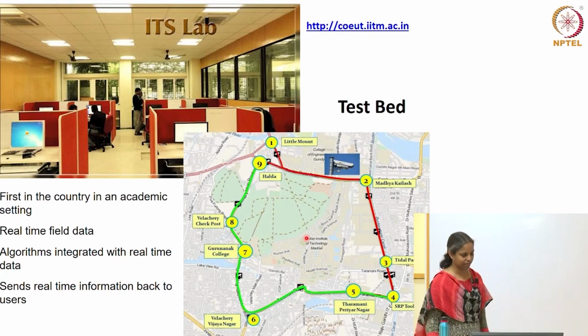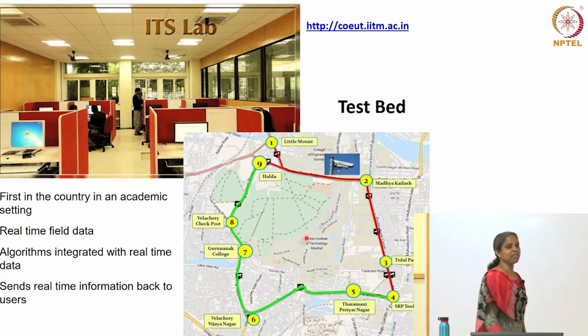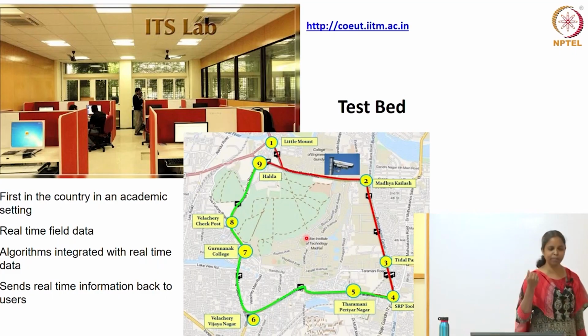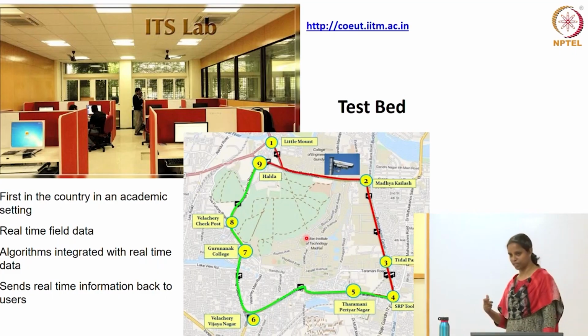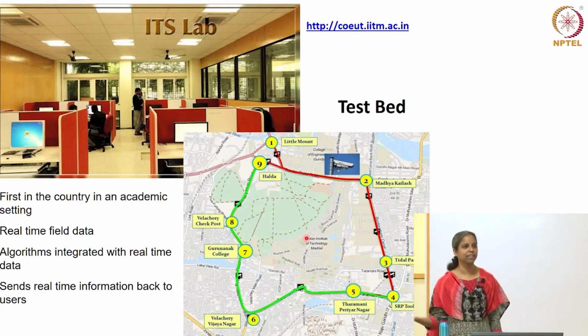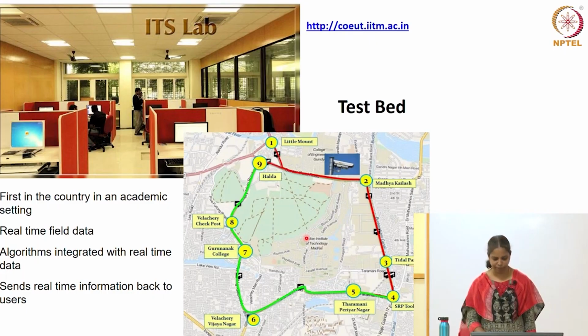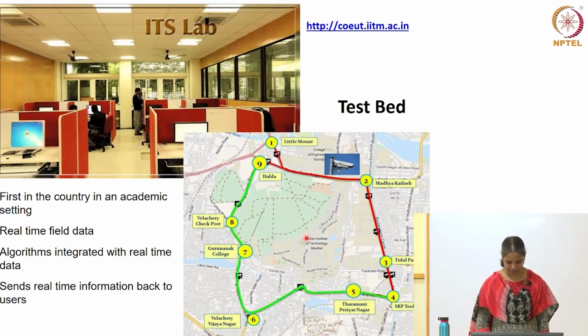There are some, I have the details. So this is the first time an academic institution did that. Actually, even non-academic institution places, but they don't have it. So we have real-time data coming from the field, we are processing it, we have algorithms running, and solutions being given back to the users. So the complete cycle we have implemented in this small corridor.